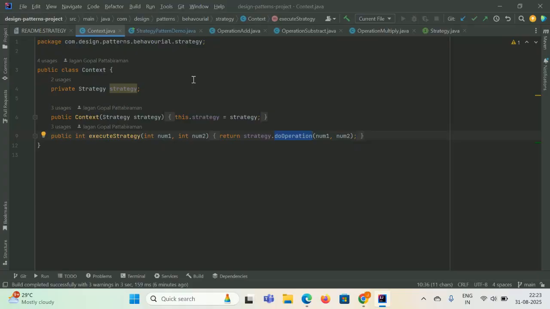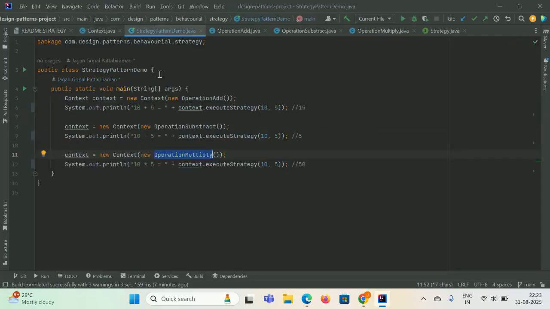We will not know from the outside which operation is going to happen. Whichever strategy we initialize in this constructor, that operation will be executed in the execute strategy. We have a demo class with public static void main, and we are only calling the context object, and in its constructor we are initializing operation add and executing the strategy in the context class.